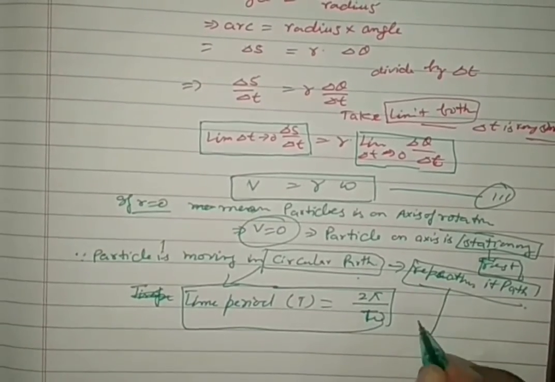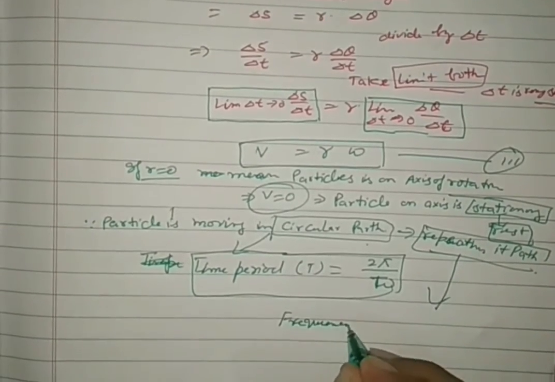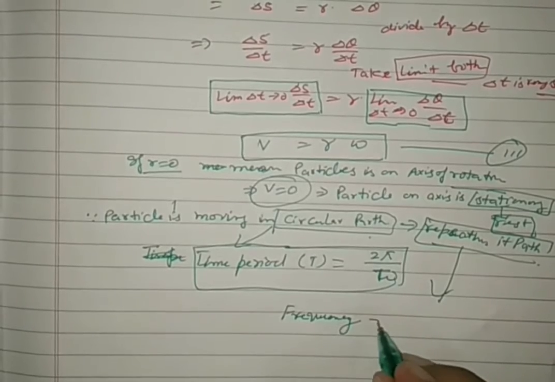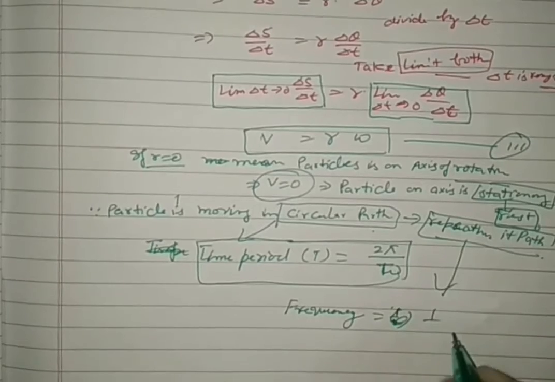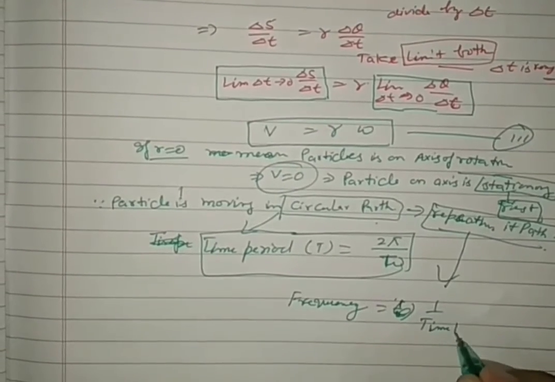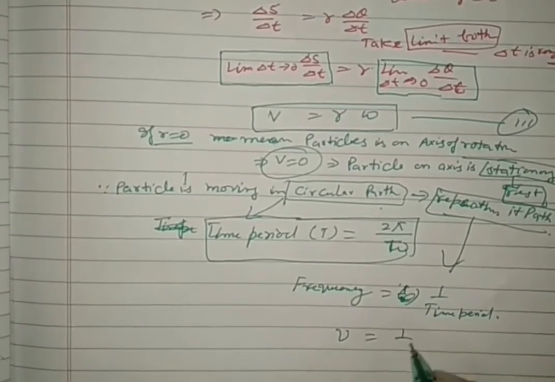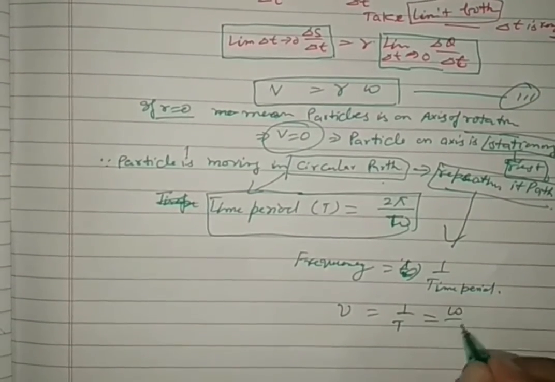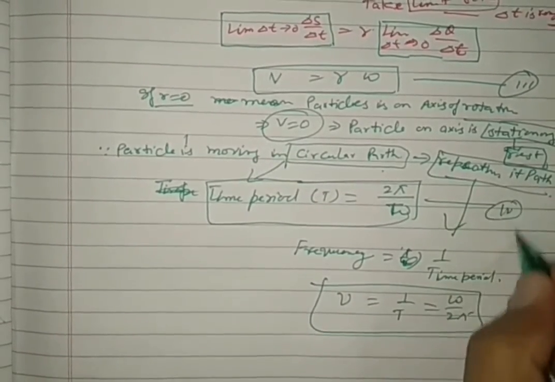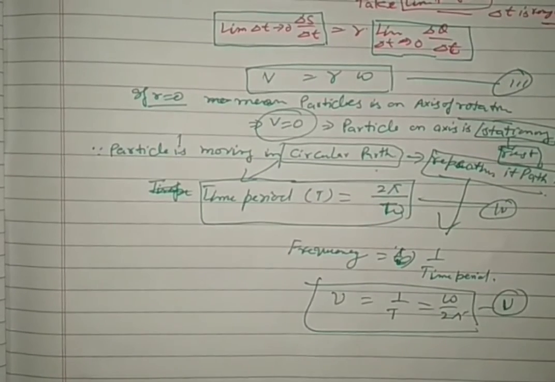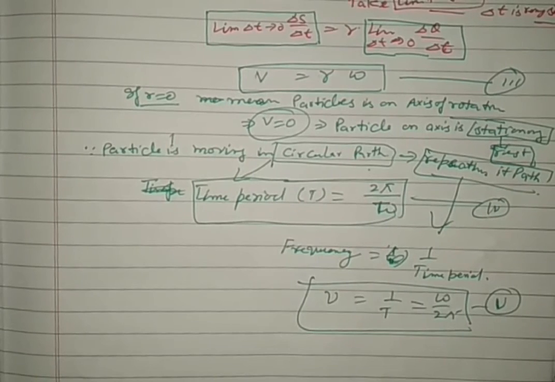Since it is repeating the path, in that condition the frequency can be obtained. This is the reciprocal of the time period. So frequency is denoted by mu, equal to 1 by capital T, which is omega upon 2 pi. See these two equations, equation 4 and equation 5, which give the relation between linear velocity and angular velocity.